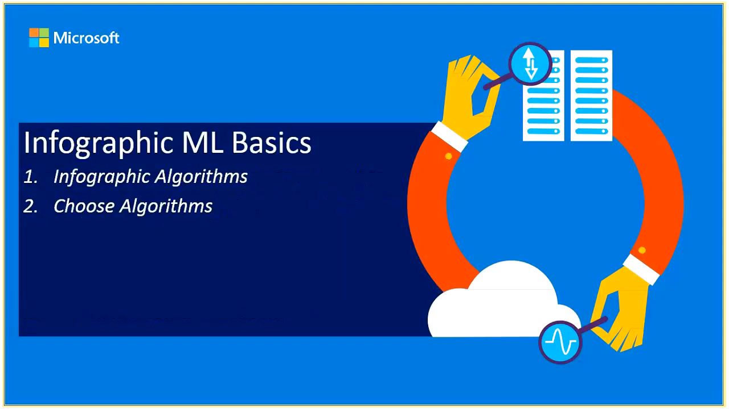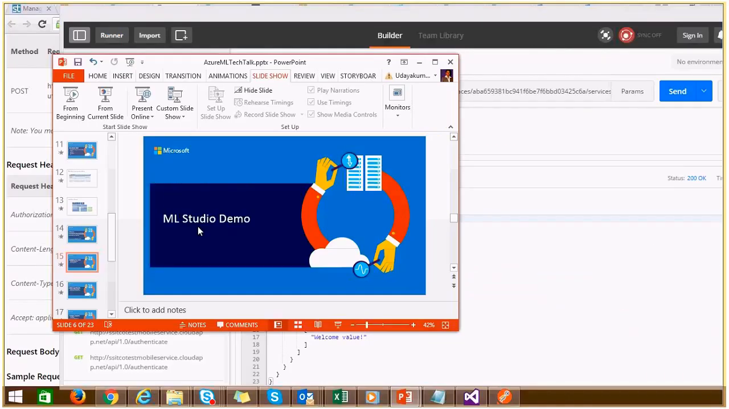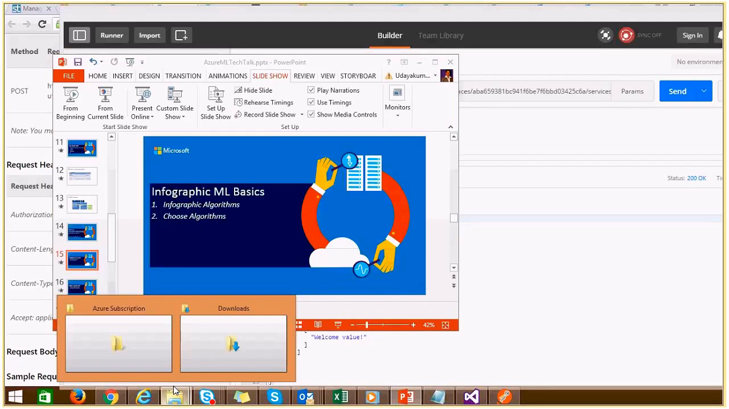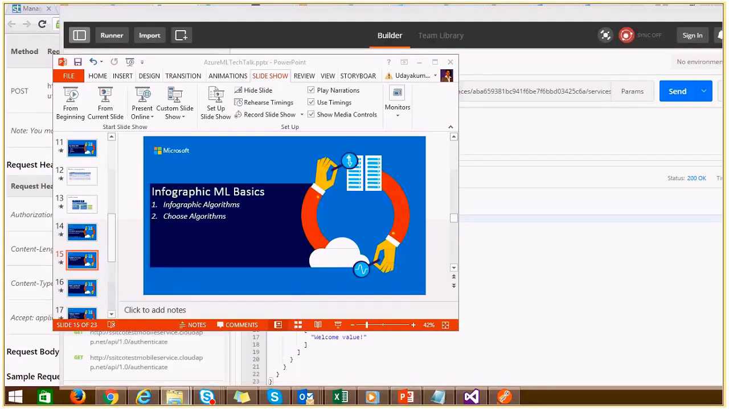And the important thing to understand for a data infographic is that you need to understand the different algorithms which I already told you, and then you have to choose the right algorithm which is required. So the infographic algorithms are something which... Sorry, I'm taking more time.